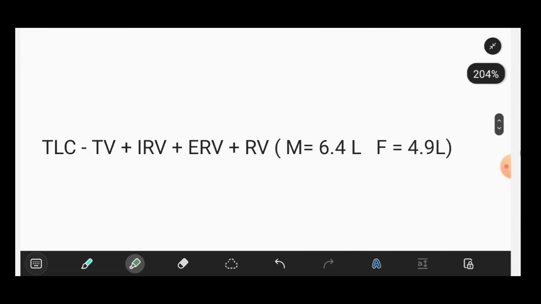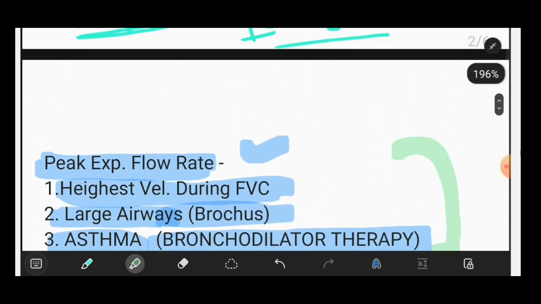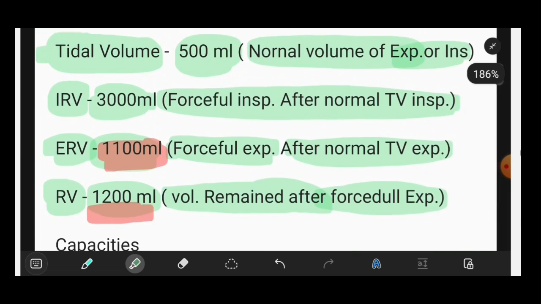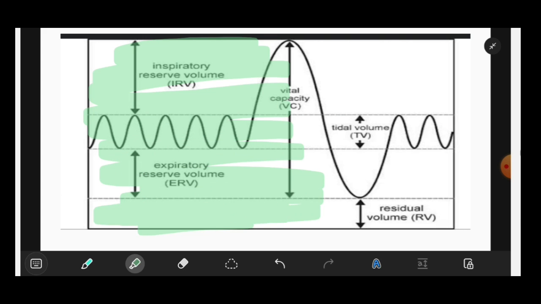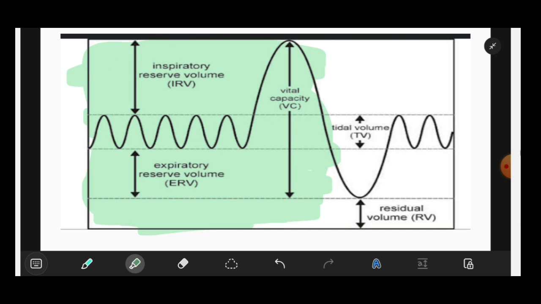Now guys, what is the TLC? TLC is the total lung capacity: tidal volume plus inspiratory reserve volume plus expiratory reserve volume plus the residual volume. So here in the graph you can see this whole portion is the total lung capacity. Okay guys, so this is the total lung capacity.